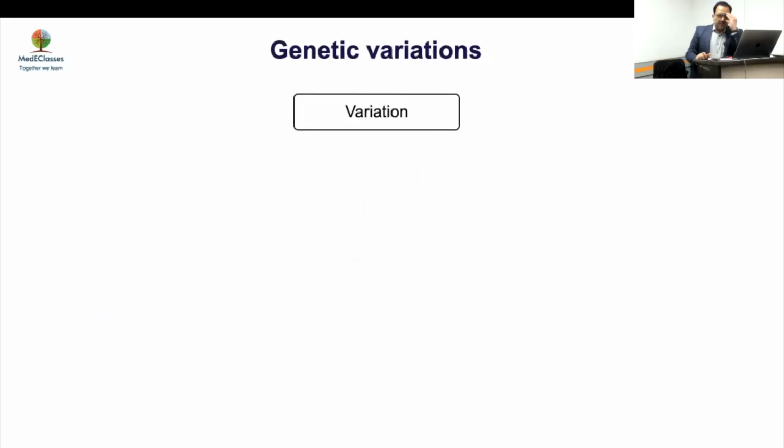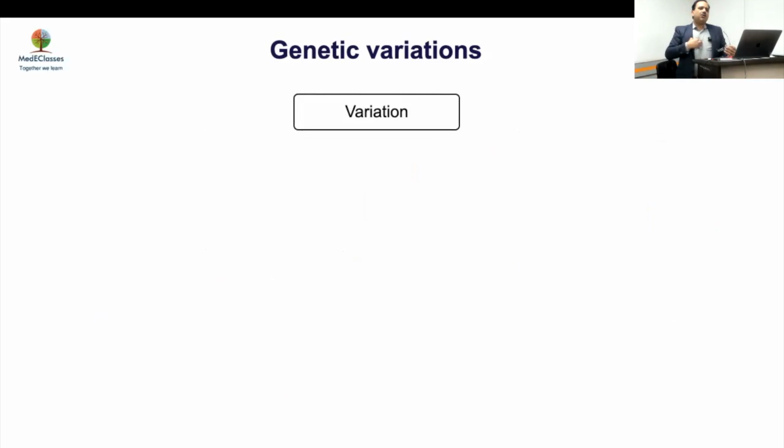Now when we say genetic variation, remember I'm not saying mutation. The word mutation is not used now, because mutation had been defined as an inherited irreversible change in the genotype which is causing a disease.